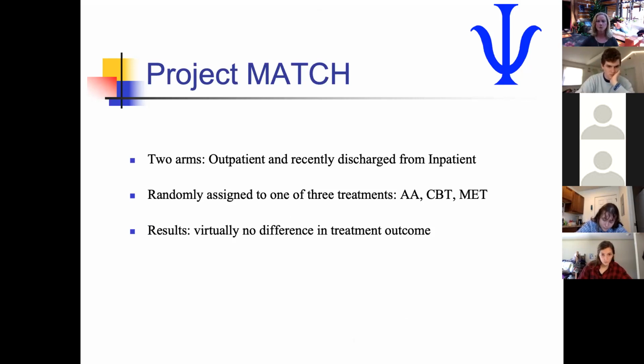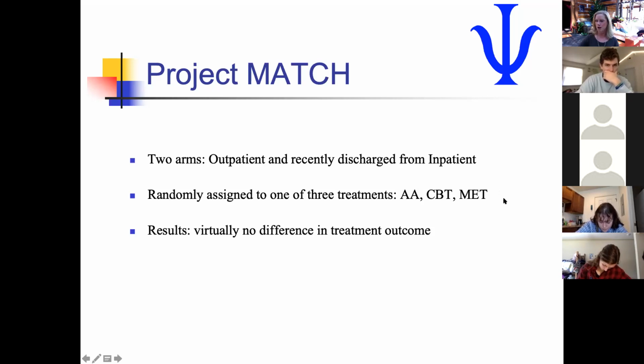And there were two arms. They were studying outpatient treatment, and they were also studying individuals who had been inpatient in a rehab program and then were discharged to outpatient. So outpatient only, and those who'd been in rehab and then discharged. And they randomly assigned a bunch of these individuals that had alcohol addiction. I want you to pay attention to that random assignment. They did not select which program they got, what kind of treatment they got. They were just assigned to it randomly. A third got AA, a third got cognitive behavioral therapy, and a third got motivational enhancement therapy or motivational interviewing.